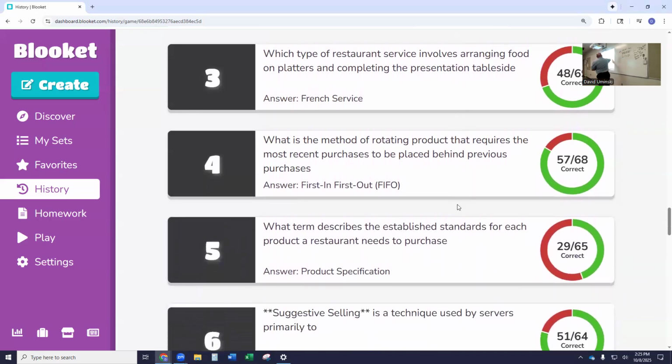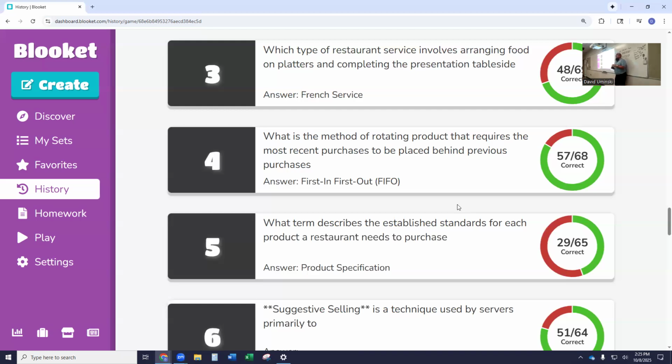So the different types of restaurant services we talked about, French and American primarily, in this quiz here. French obviously is where the food is on platters and it's served tableside. Okay, what is a major difference or a major consideration between serving French service or American service? American is a little bit more casual compared to the French service, but think about it from the restaurant operations standpoint. What is the major difference between the two? How your servers are trained? Good, the training that your servers require.